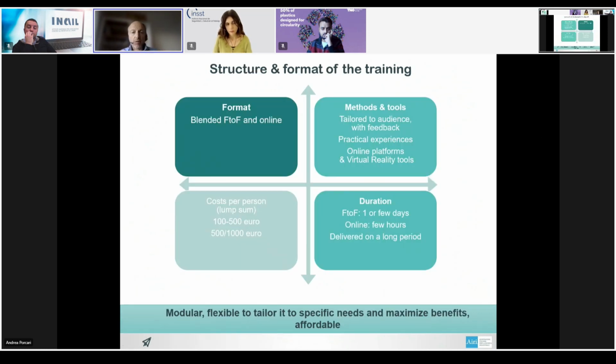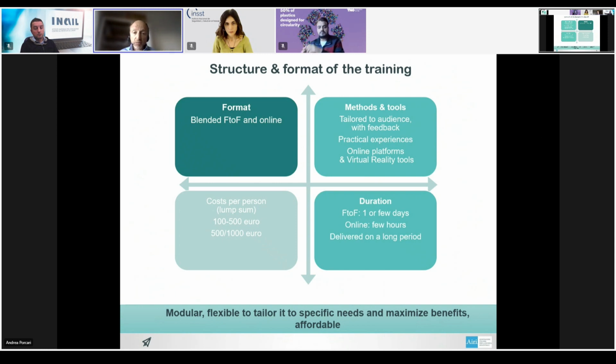We also, in this slide, try to summarize some of the elements related to the structure and format of the training that emerged from the survey. In terms of format, a blended one, face-to-face and online, seems the best one, the one that fits better. In terms of tools, they should be tailored to the audience. There should be a need for some kind of feedback mechanisms to get inputs from the organizations and participants in terms of what they need, what they want from a training, practical experiences.